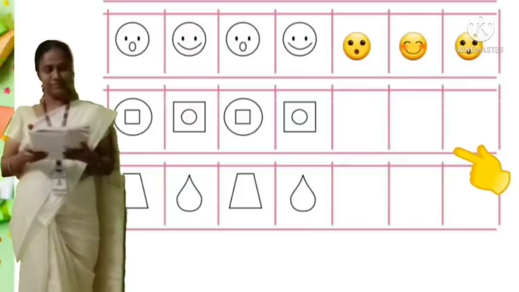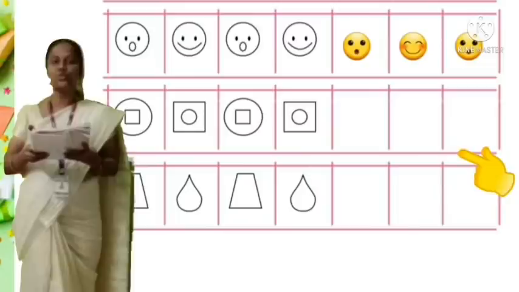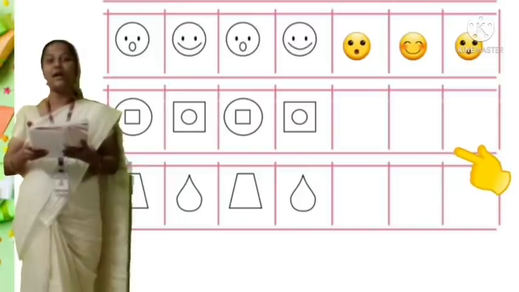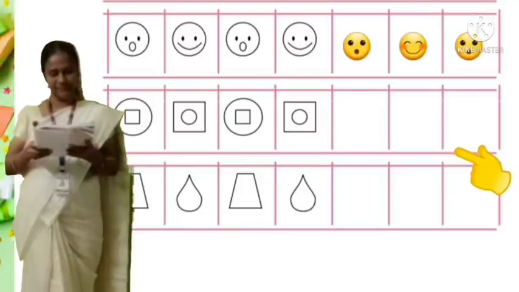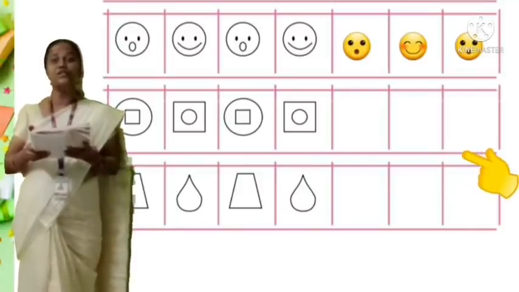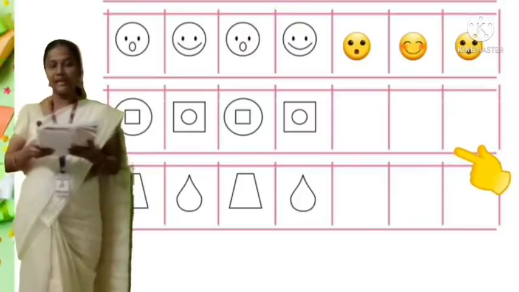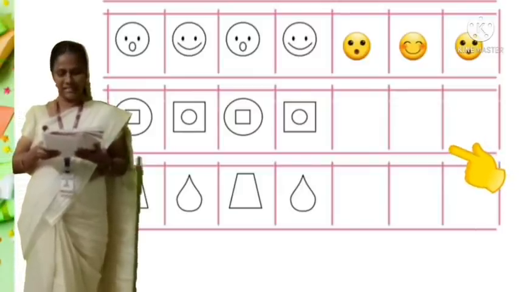Then, next one. Big circle inside that small square. The next image, big square inside that small circle. The next image, big circle inside small square. The next one, big square inside that small circle. What will be the next?